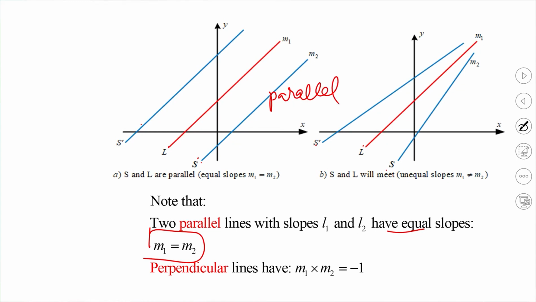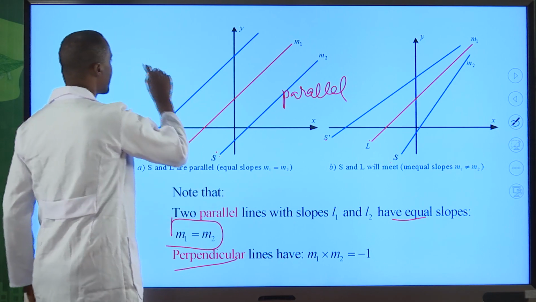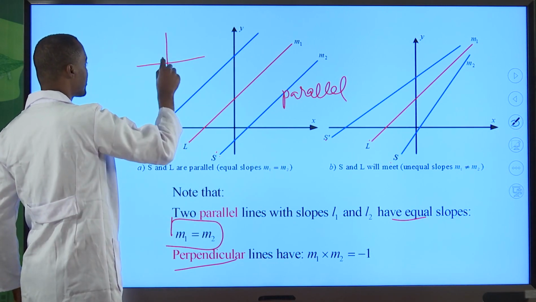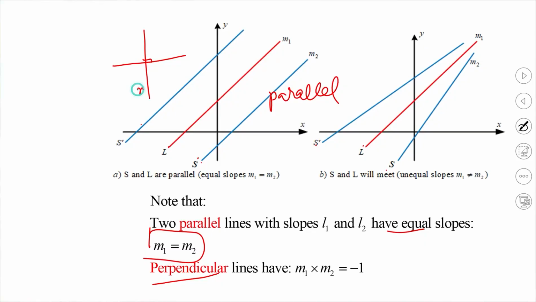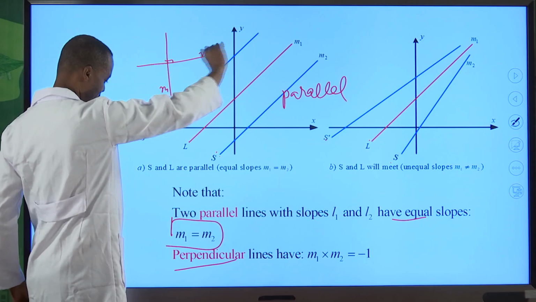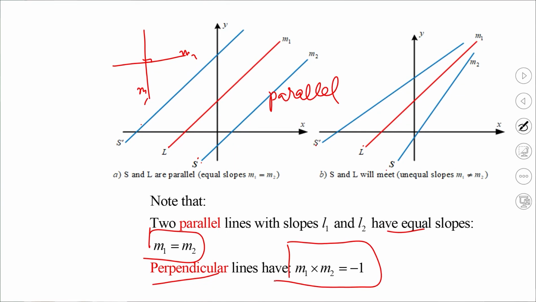But if 2 lines are perpendicular to each other, making 90 degrees between them, and the slope of this one is m1 and the slope of this one is m2, then the product of m1 times m2 is always equal to -1.